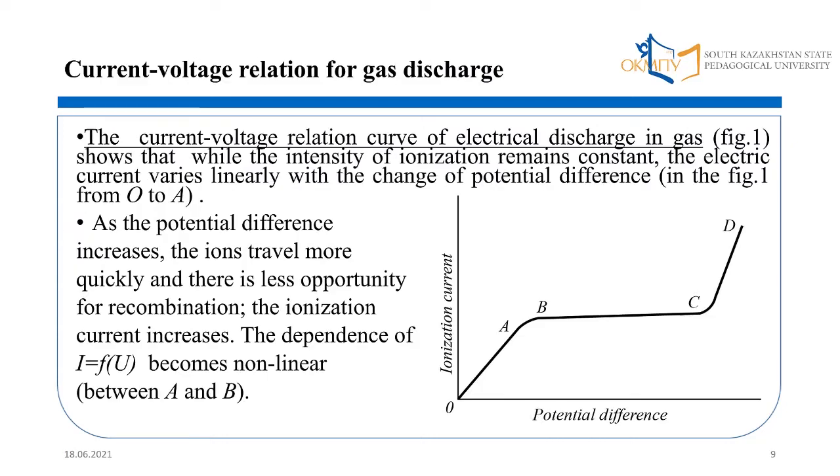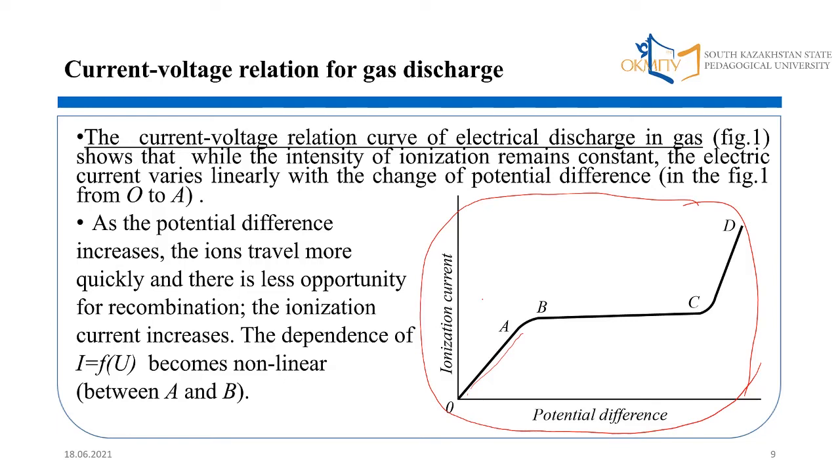The current-voltage relation curve of electric discharge in gas is given in this picture. This curve is divided into several parts. First we will consider the part OA. This part shows that while the intensity of ionization remains constant, the electric current varies linearly with the change of the potential difference. As the potential difference increases, the current also increases.